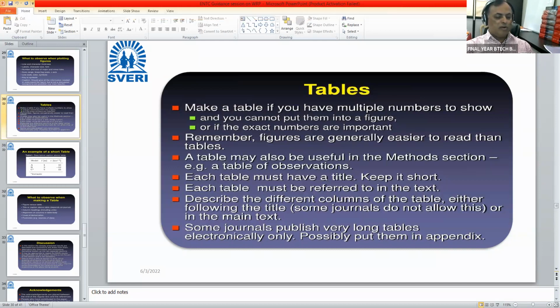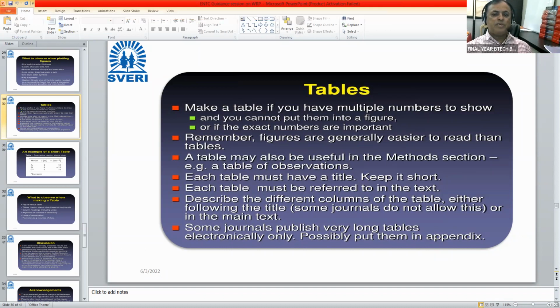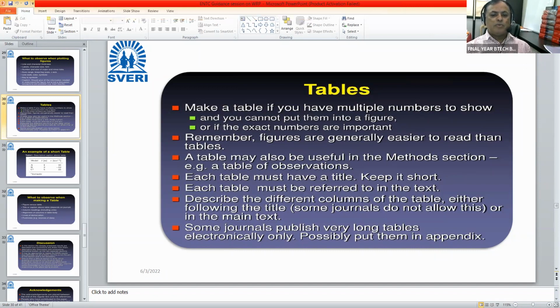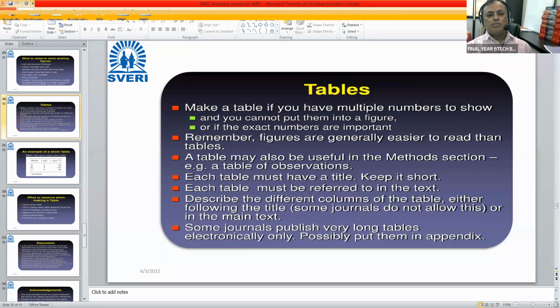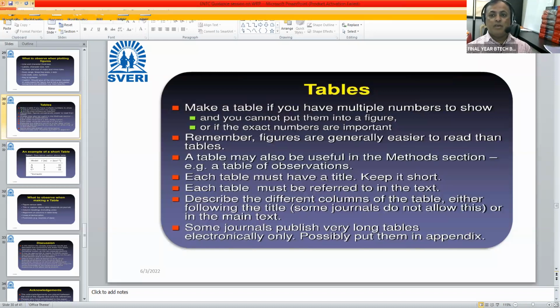Describe the different columns of the table, either following the table. Some journals do not allow this in the main text. Some journals publish very long tables electronically only. Possibly put them in an appendix. So there are different rules for writing tables. Most of the time you can have the rows and columns. Then you can have the caption of the table written on the table.